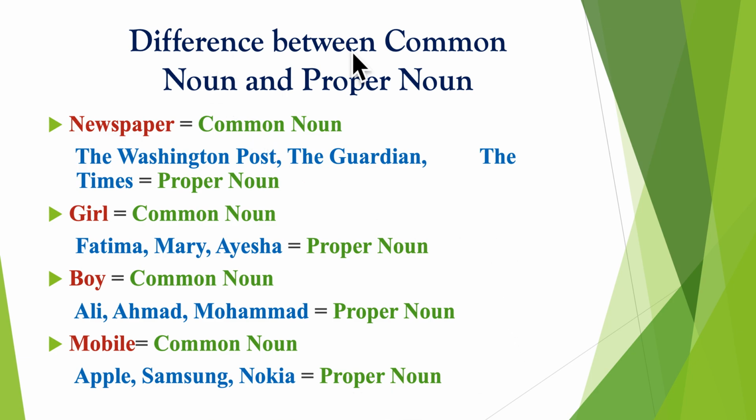So the difference between common and proper noun is that common nouns are those nouns which we refer to things in general. We don't talk about them in a particular manner. But proper nouns are those nouns in which we talk about objects or names in particular, in a specific way, and we talk about their names.